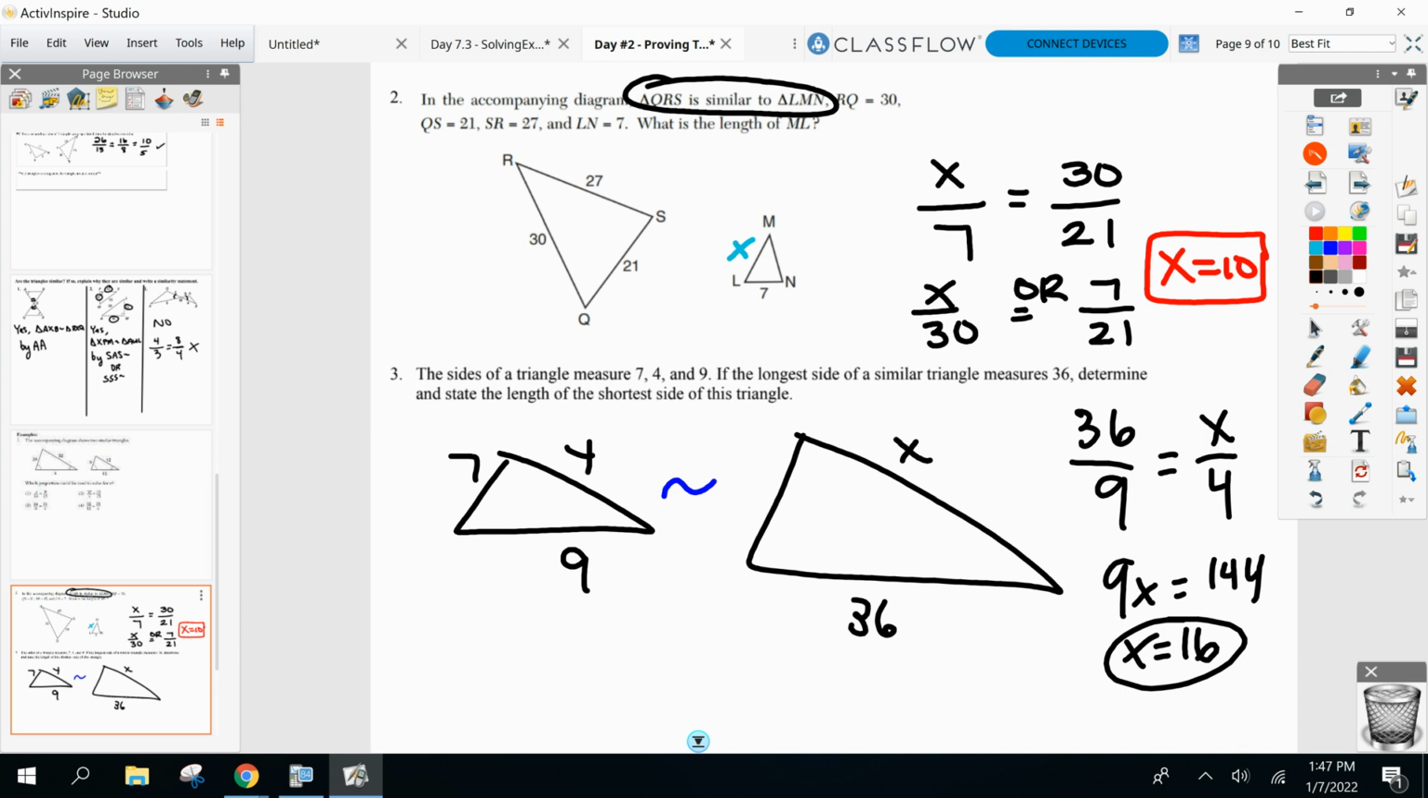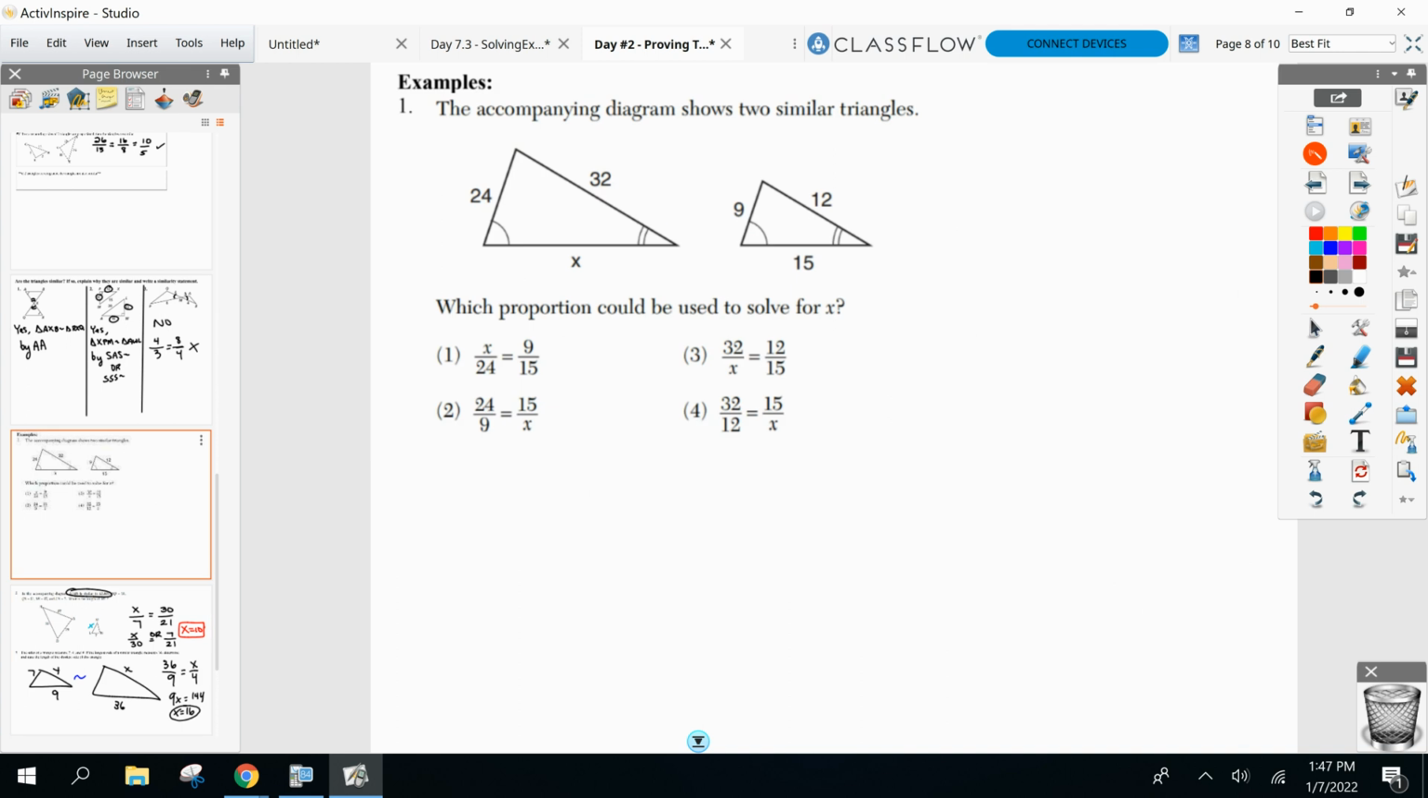All good? All right, now I think you're ready. Go back to question 1 and try it out in your group. They're similar. Which one is correct? Excuse me. This really shows if we know how the proportions should work.